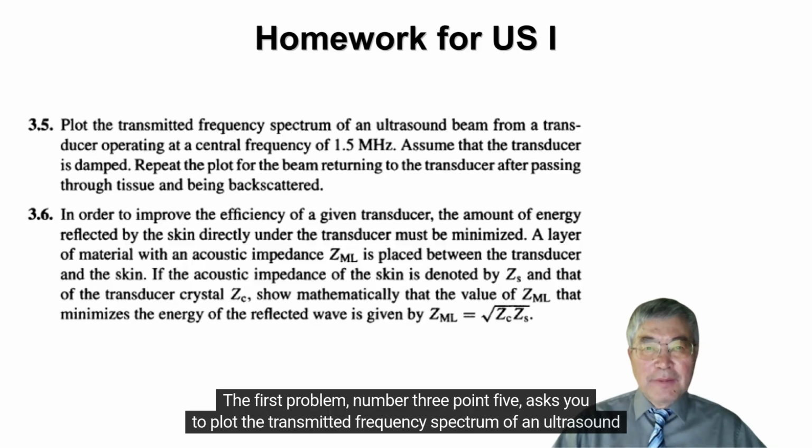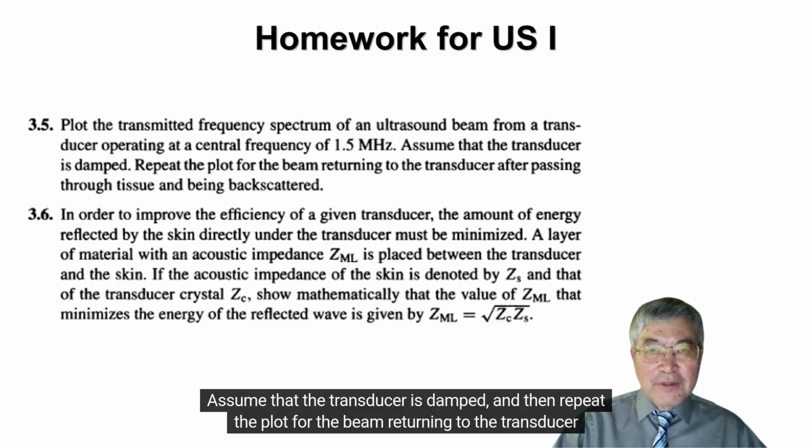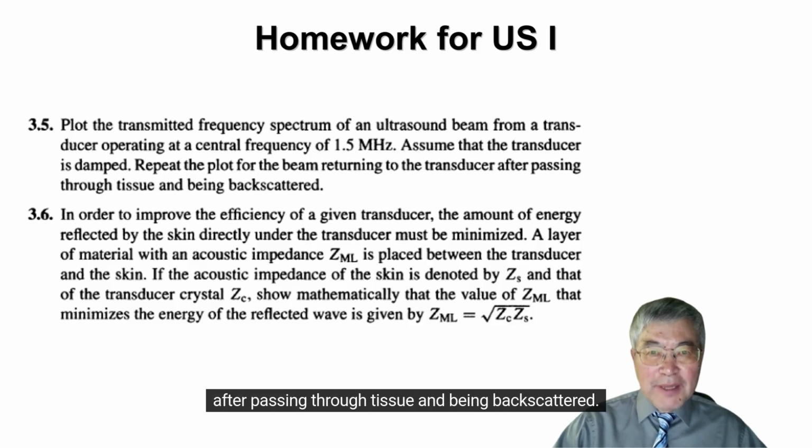The first problem, number 3.5, asks you to plot the transmitted frequency spectrum of an ultrasound beam from a transducer operating at a central frequency of 1.5 MHz. Assume that the transducer is damped and then repeat the plot for the beam returning to the transducer after passing through tissue and being backscattered.